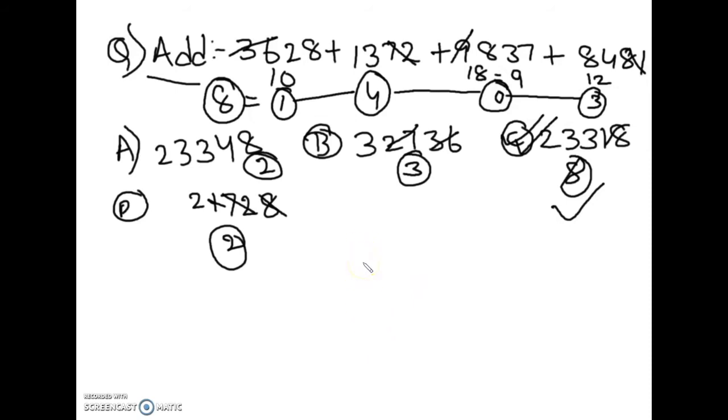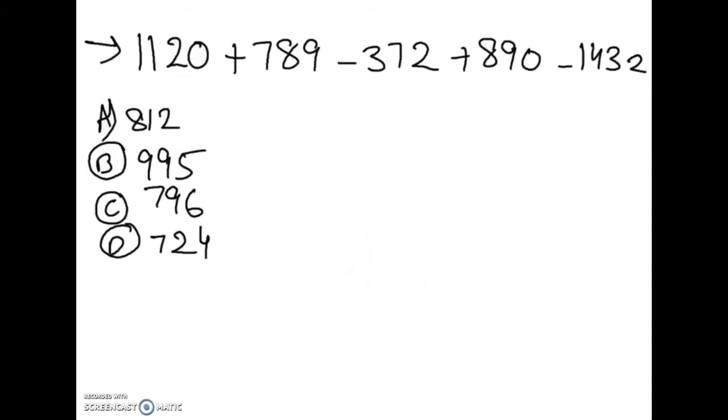Let's do one more question which has a bit of subtraction in it. Again we are going to follow the same process, but whenever there is a plus you need to add the digital sum, and whenever there is a minus you need to subtract. So the digital sum for the first one is 4. For the second one it is 7 plus 8, which is 15, and the digital sum is 6. And for the third one, 7 plus 2 is 9, so eliminate that. The final digital sum is 3.